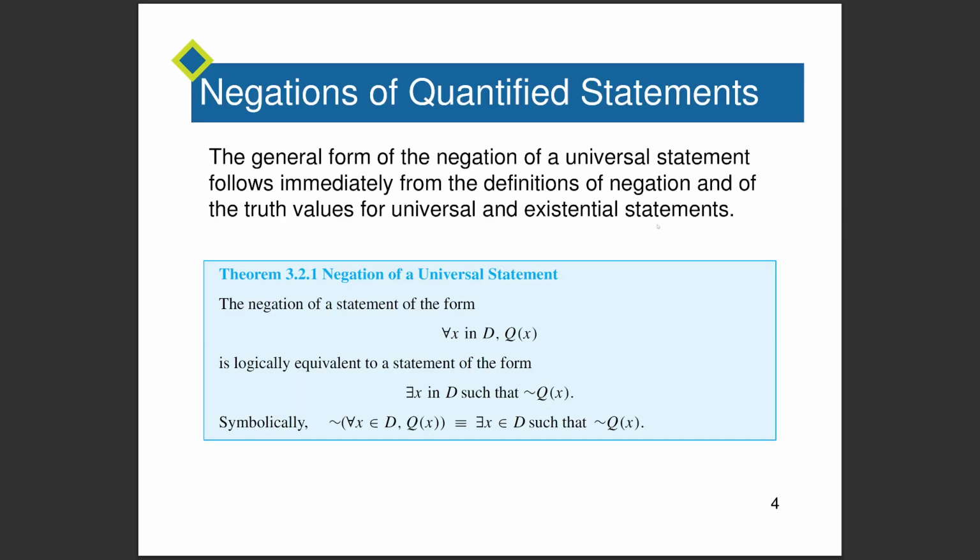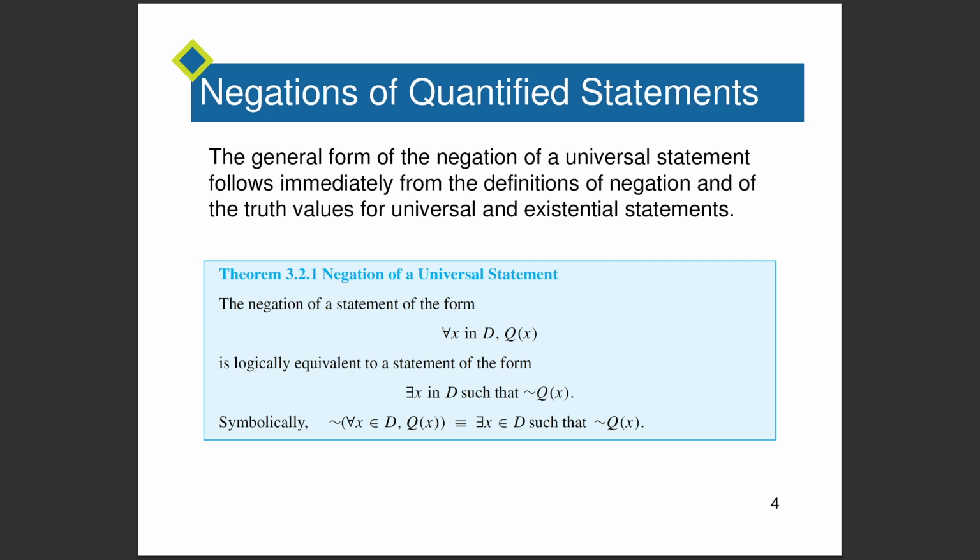So first things first, negations and quantified statements. If we recall from the last section, we'll remember that the negation of a statement is basically saying the opposite of what the statement claims to be. So for universal statements like all primes are odd, the negation of that statement for all is that there exists one.